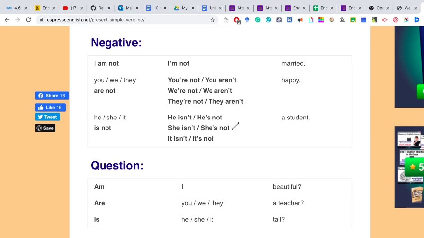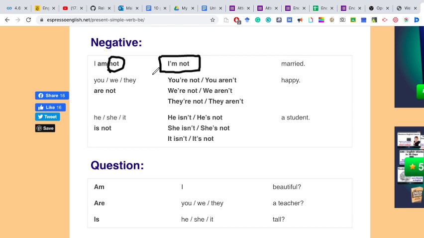In negative, we only need to add the word not after the verb. That's all. For making the negative of the verb be in simple present, we only have to add not after it. I'm not married. The short form is normally used when we speak, to make things shorter, or when we write as well.